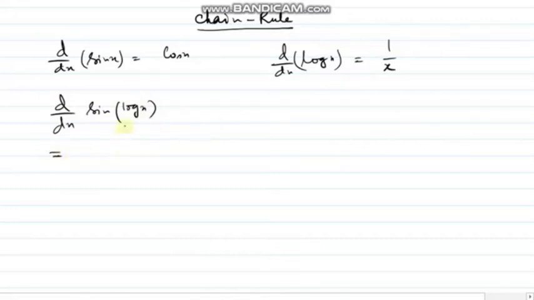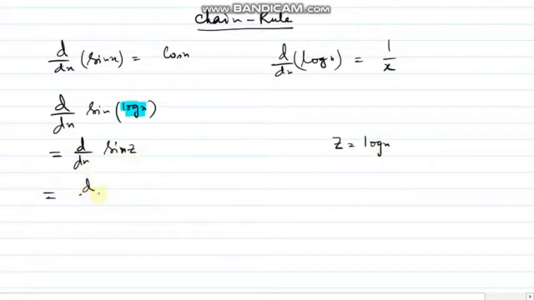for the very first step, if I assume that log x is z, the sum will be d/dx of sin z. Now z is a function of x, so what I can do is differentiate this with respect to z, and then multiply by dz/dx. This dx part we are just using to differentiate sin z.